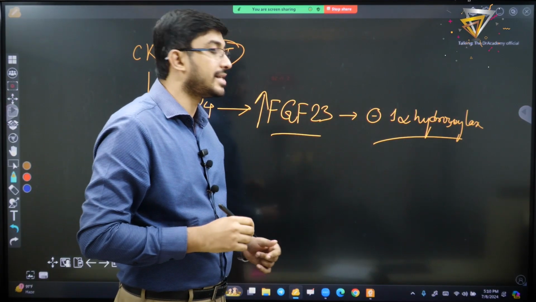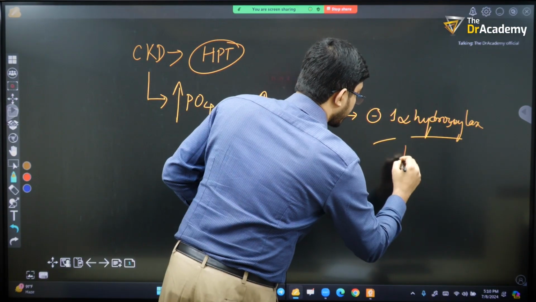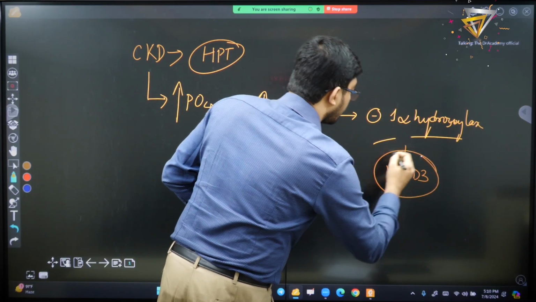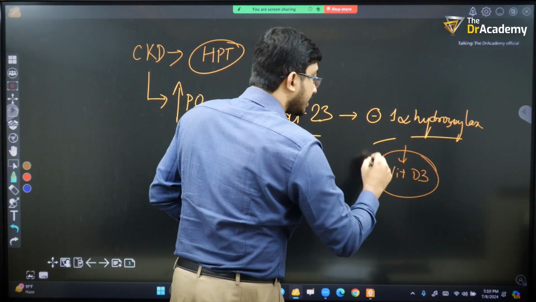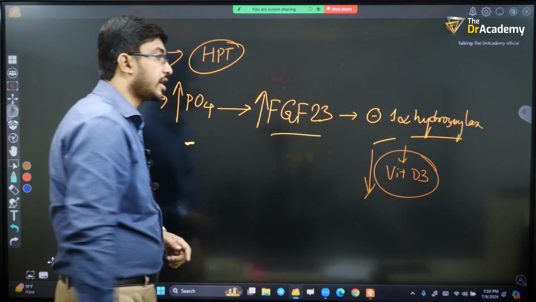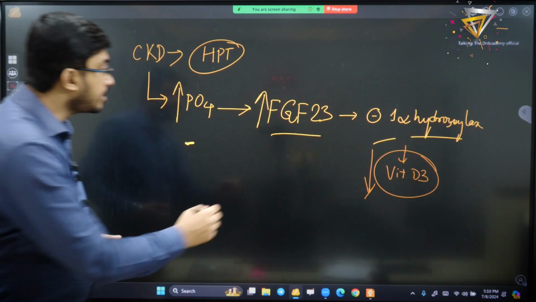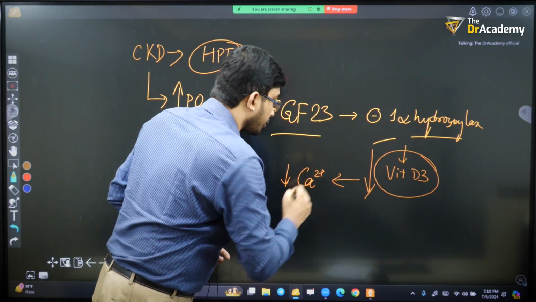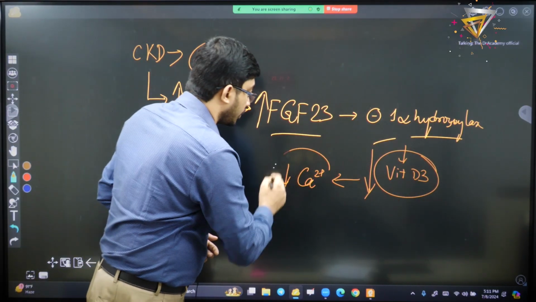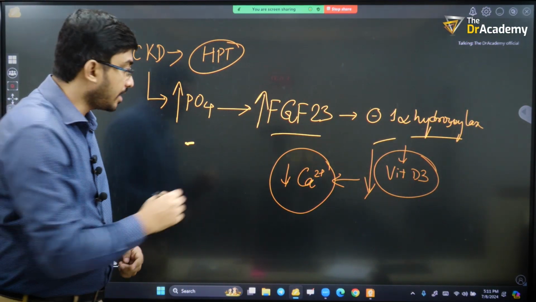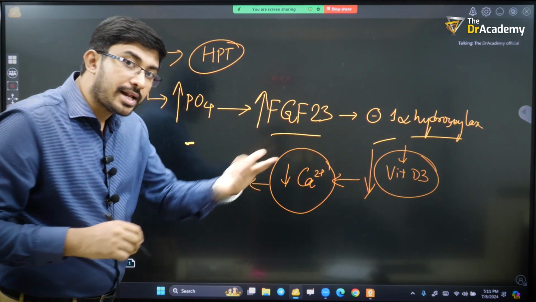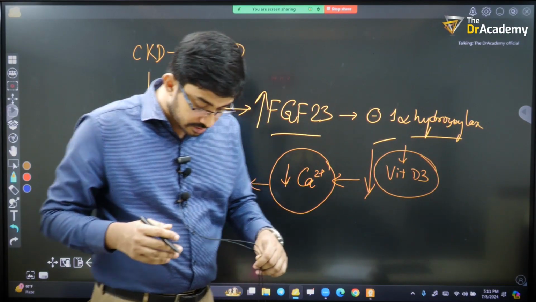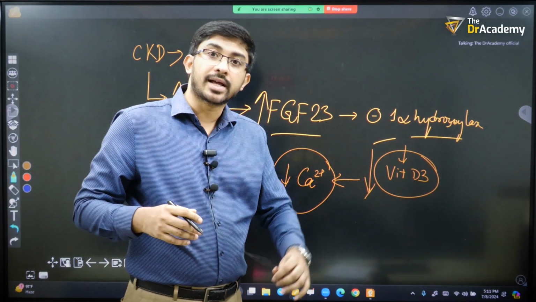This 1-alpha hydroxylase enzyme is responsible for producing vitamin D3. So, reduced 1-alpha hydroxylase enzyme will cause reduction of vitamin D3. And vitamin D3 reduction means reduction of calcium ion absorption from the intestine. So, this hypocalcemia sends signal to the parathyroid gland that there is lack of calcium in the blood. Please do something to elevate the calcium level.